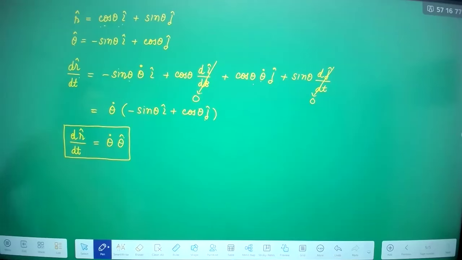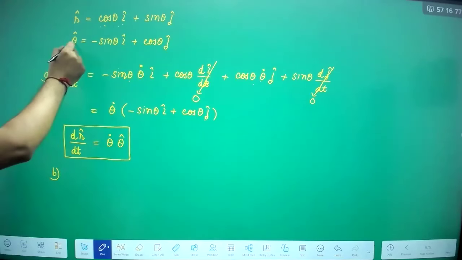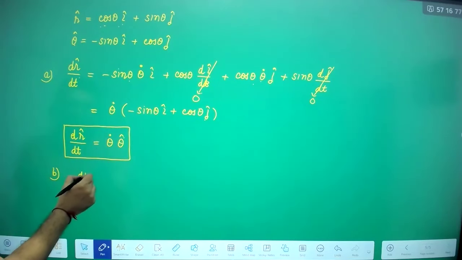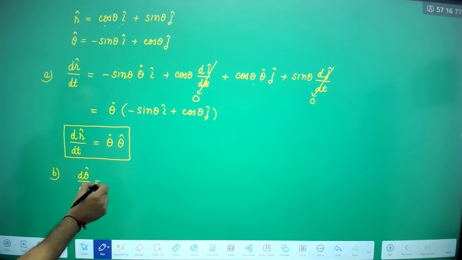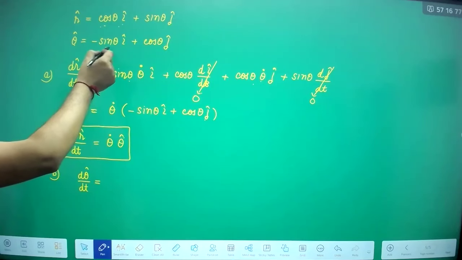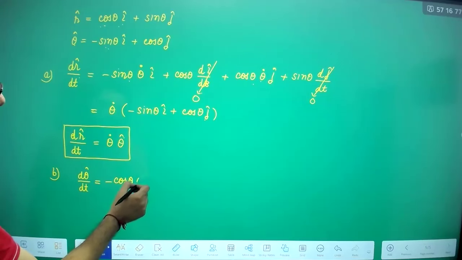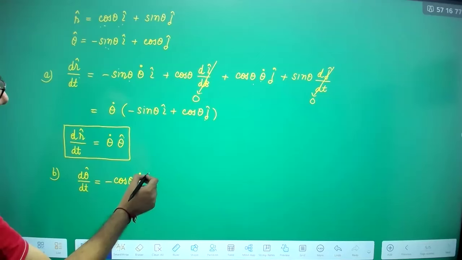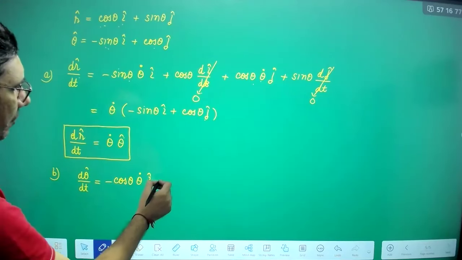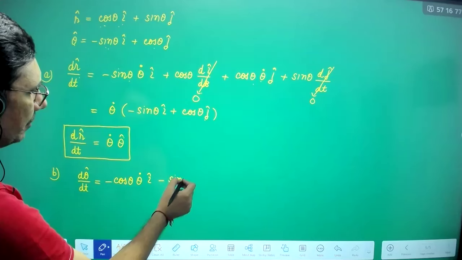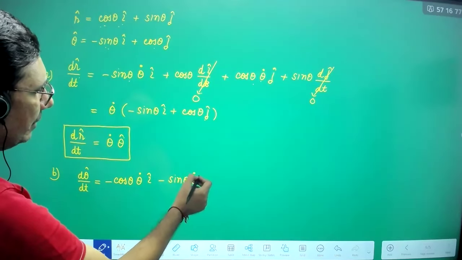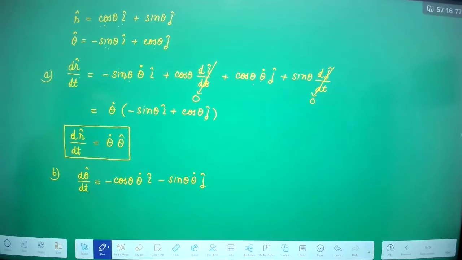This will be like this. Now, second, this is first, you can say this is A, B. Differentiate this theta cap with respect to time. So d theta cap by dt. This will be sine theta. Differentiation of this will be cos theta. So minus cos theta dot, and this will be I cap. Here this is cos theta, so this will be minus sine theta dot j cap. Two other terms I have directly written as 0.